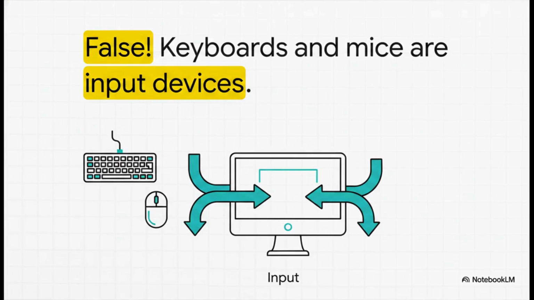And the answer is false. Keyboards, along with mice, are strictly input devices. We use them to put data into the computer. Devices like your monitor or your speakers, those are output devices because they send information out to you.